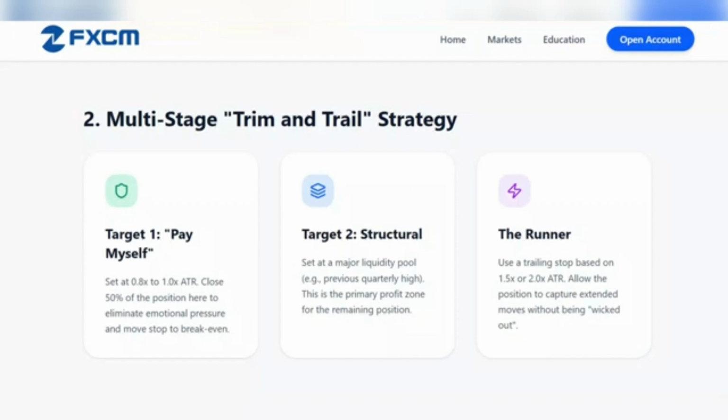Second, adopt a multi-stage trim and trail strategy. Target 1, the pay myself level, set at 0.8 to 1 times ATR. Here, close half the position, move your stop to break even, and eliminate emotional pressure.